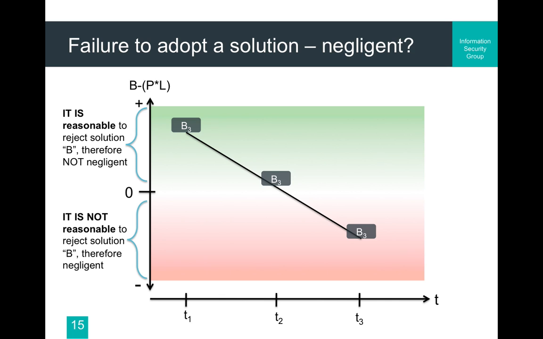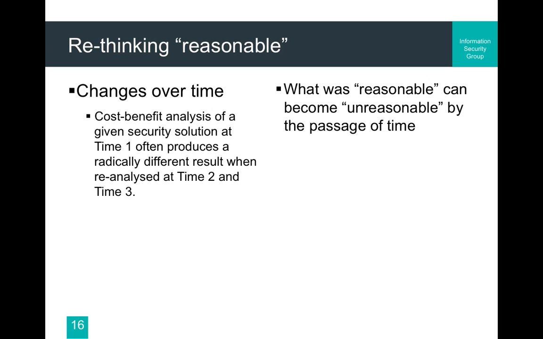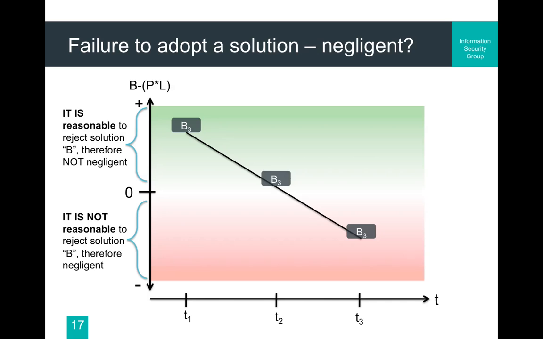Now, if we remove those other technologies from the picture and just focus on this line as a function of what happens to B minus PL over time, we see again that a cost-benefit analysis conducted at time 1 can produce a radically different result when you reanalyze that same solution at time 2 and again at time 3. Or more importantly, and this is critical, what was once a reasonable decision can become unreasonable simply because time has passed. Time has passed, the environment has changed. There's no requirement for an organization to make a new bad decision. The original good decision could, over time, migrate into being something bad. Not because you decided to do the wrong thing, but because you failed to re-examine your original decision.